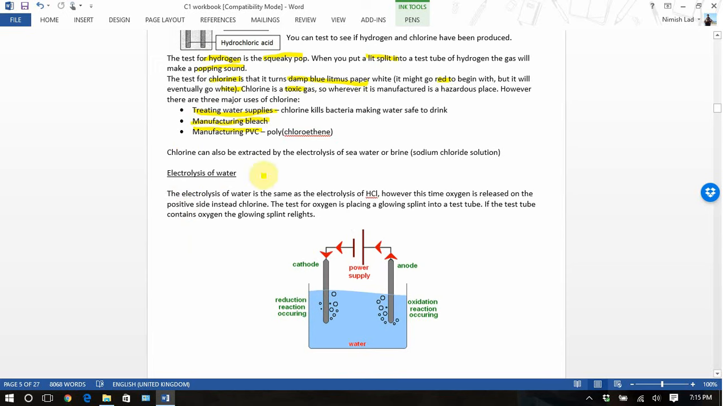The electrolysis of water is the same as the electrolysis of HCl, or hydrochloric acid. However, this time oxygen is released along with hydrogen, because there's no chlorine in H2O. The test for oxygen, to check that oxygen is being released, is to put a glowing splint into a test tube. That's not a lit splint but a glowing splint, and it should relight. Because we've got H2O, you have H coming off, and you have O coming off. So there are two gases this time, when previously it was H and Cl.